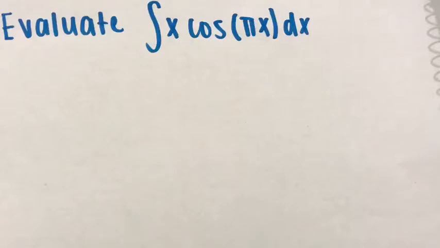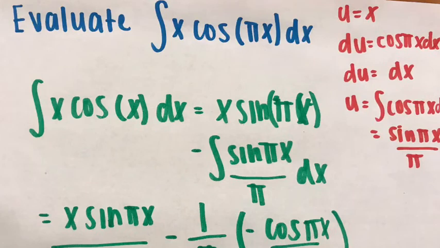The last question is to evaluate the integral of x times cosine pi x dx. In order to take the integral of this equation, you have to have a u and a du, and 2 because there's two separate parts in order to find the entire integral. The first u is x, and the first dv is cosine pi x dx. The second u is sine pi x over pi, and the second du is dx.